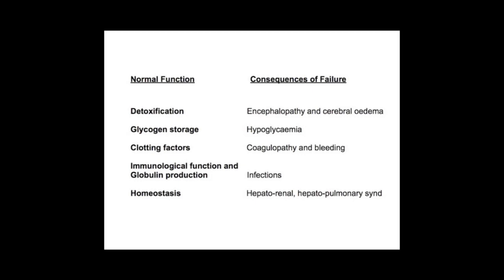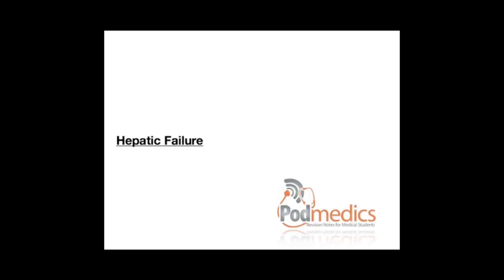And finally, the other thing to be aware of is the way that the liver functions in relation to the other organ systems of the body. And if liver function is affected, it can have a direct impact on some of the other organ systems, including the kidney and lungs as well. And this leads to some of the most serious complications of acute liver failure, such as hepatorenal syndrome and indeed hepatopulmonary syndrome. So let's move on now to talk about some key concepts of hepatic failure.